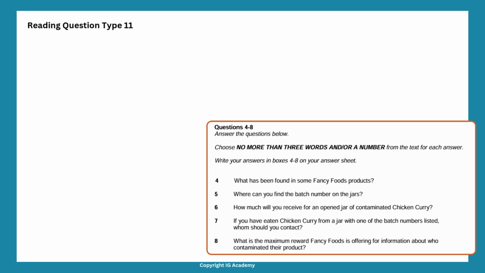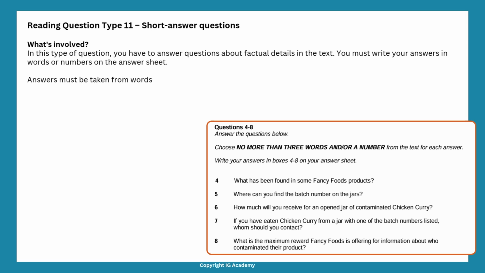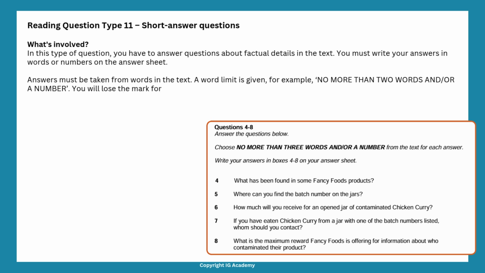Reading question type 11 is short answer questions. In this type of question, you have to answer questions about factual details in the text. You must write your answers in words or numbers on the answer sheet. Answers must be taken from words in the text. A word limit is given, for example, no more than 2 words and/or a number. You will lose the mark for writing more than the word limit.